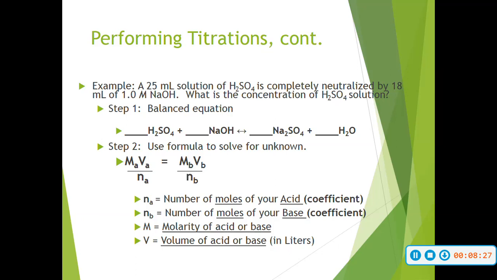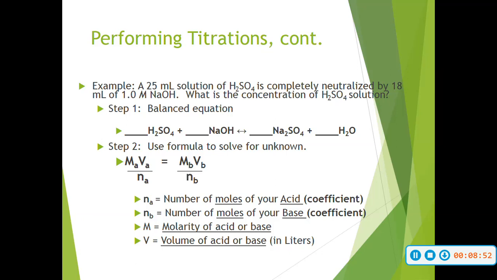That should be your coefficients. Again, it's 1, 2, 1, 2. 1 mole of sulfuric acid plus 2 moles of sodium hydroxide produces 1 mole of sodium sulfate and 2 moles of water. Okay, so now that you have a balanced equation, you are going to use this formula right here to solve for your unknown.